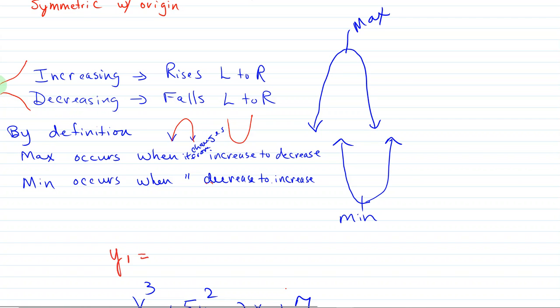Increasing means from left to right, you're rising. Decreasing means from left to right, you're falling. And so by definition, a max occurs when it changes from increase to decrease. Let's think about that. We're going along, we're increasing, increase, increase, increase. We hit a point that changes and now we're decreasing. That point is a max.